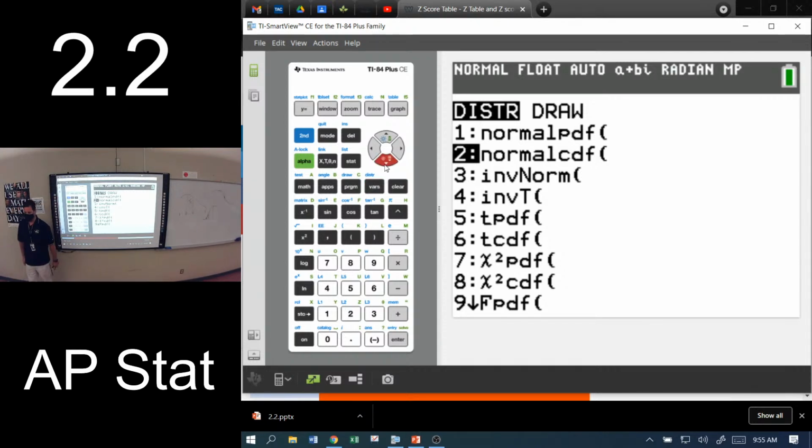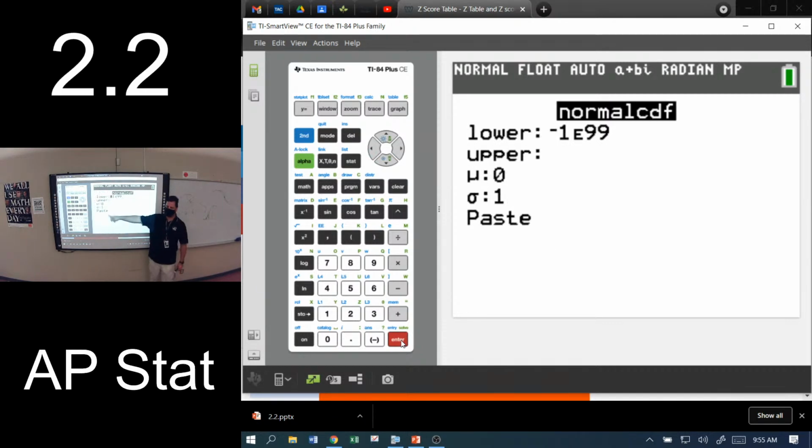Normal CDF. Now, depending on which calculator you have is what's going to happen next. If you have a really old calculator, it's just going to say normal CDF and open up a parenthesis. If you have a relatively newer calculator that's been updated, it's going to ask you questions like this. If it doesn't ask you questions, you just write this same stuff, but you put commas between it. The comma button is just above the 7.